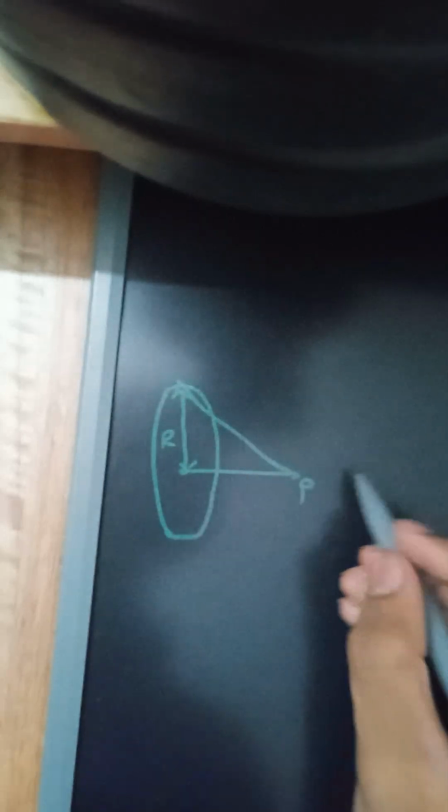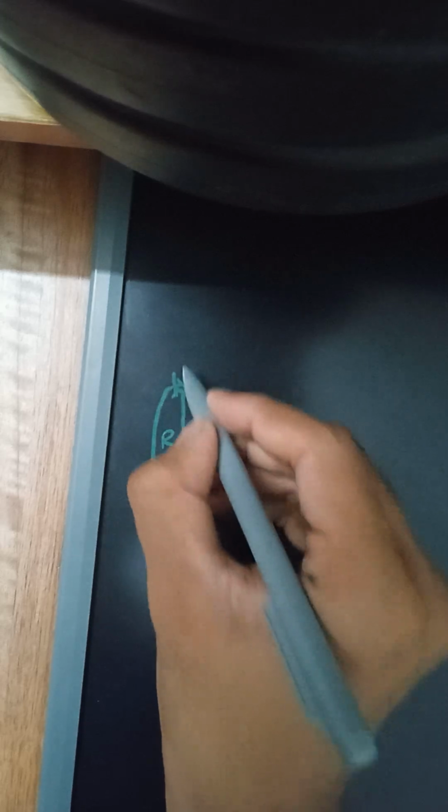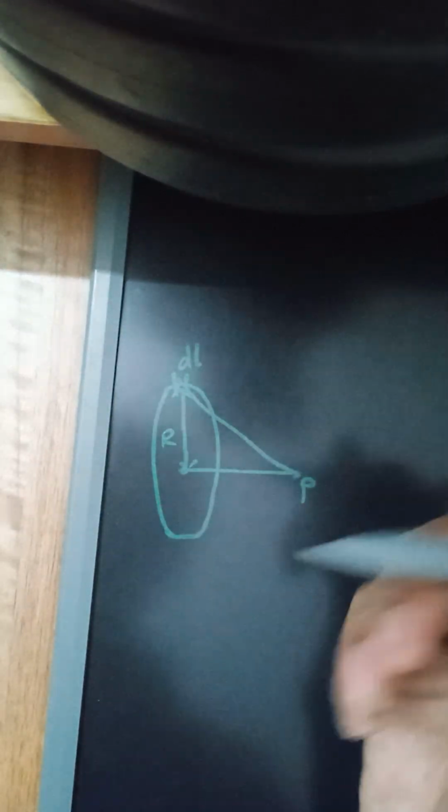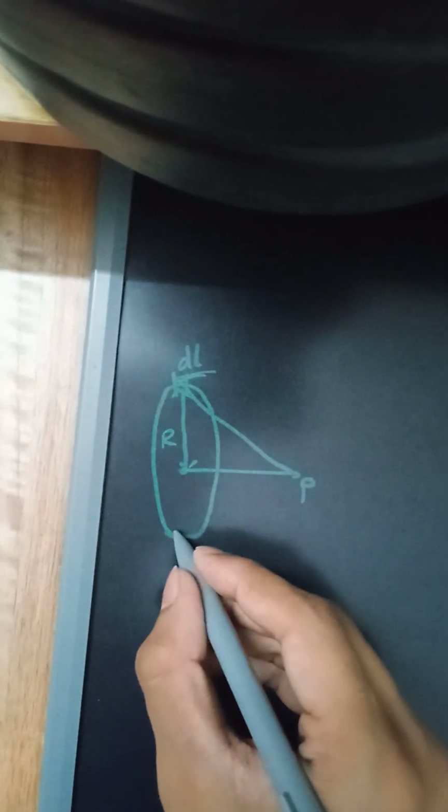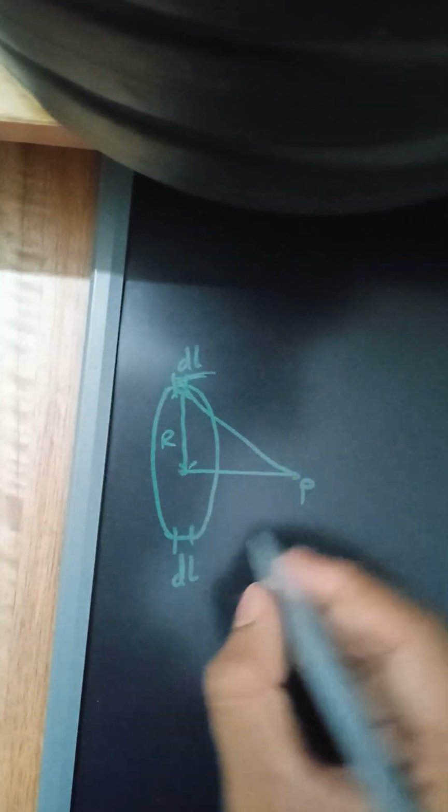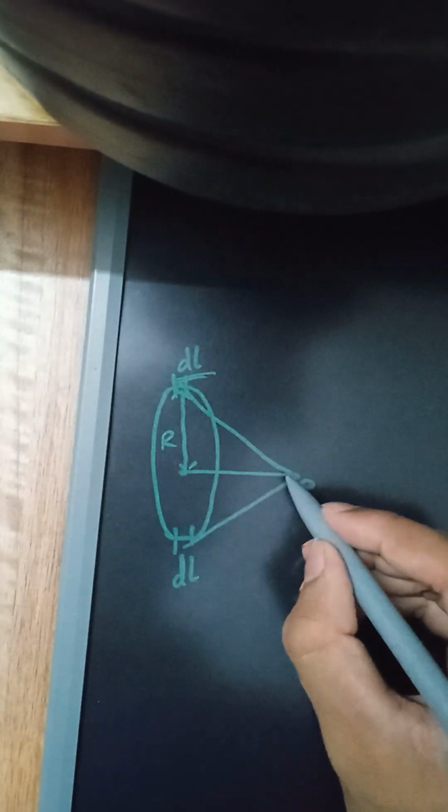Then, first I'll explain the full diagram to you. This is hypotenuse, this is radius, and we will be having dl here. So you will be asking why we are only taking dl at this side. To explain it, I will be taking dl on both sides, so it will be like this.